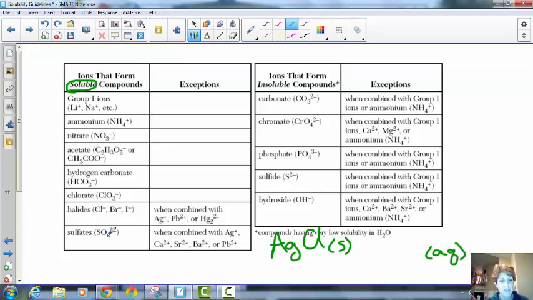All right, and then here we have sulfates, and when they're combined with silver, calcium, strontium, barium, or lead, they also do not dissolve. With everybody else, they are soluble. These are our insoluble precipitates that could form.